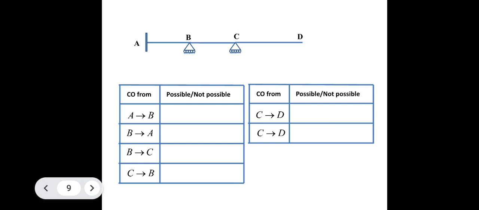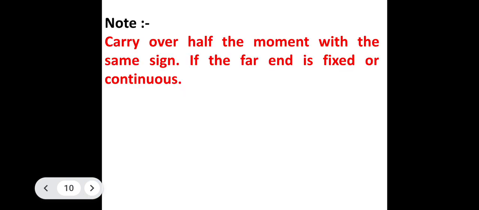Now let's take one more example. Suppose we apply some moment at A, carryover is possible to B. If you apply some moment at B, carryover is possible to A. If you apply some moment at B, it will not carry over to C because next to C there is no support at D. That's why support C comes under the category of simple support. But if you apply some moment at C, carryover is possible from C to B. C to D or D to C, there is no possibility of carryover.